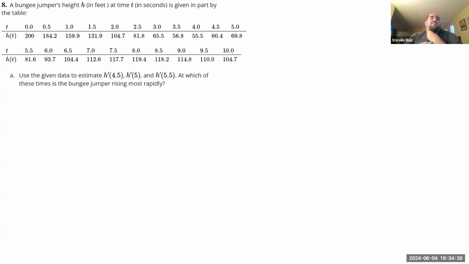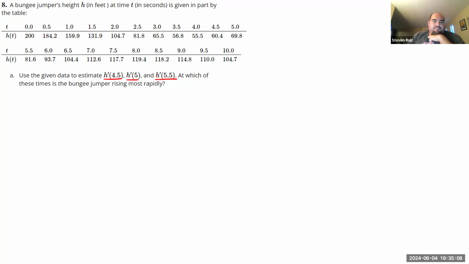All right, so question eight's talking about a function that gives a bungee jumper's height as a function of the time since they jumped. Rather than having a graph or an algebraic definition, we have a table with some values of their height in half-second intervals. So the first thing we're asked to do is to estimate these three values: h prime of 4.5, h prime of 5, and h prime of 5.5.